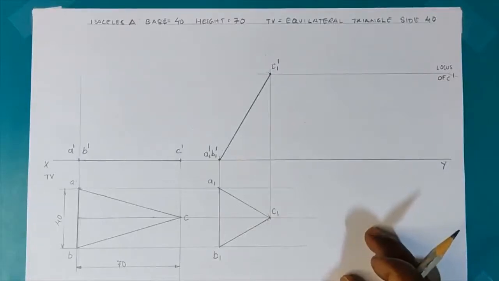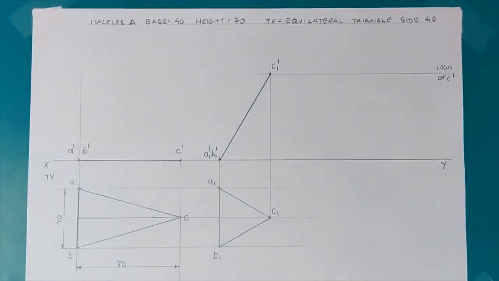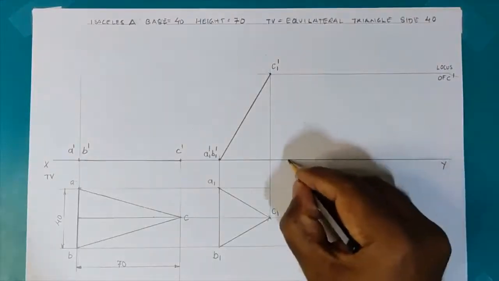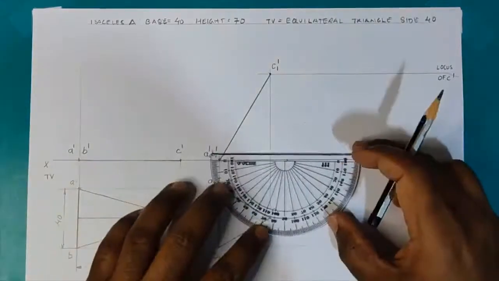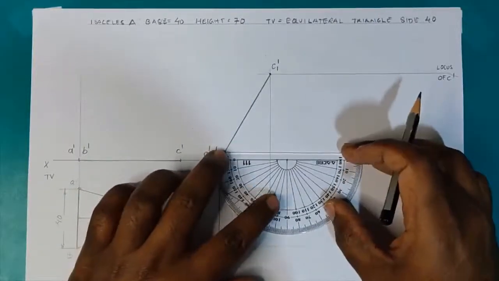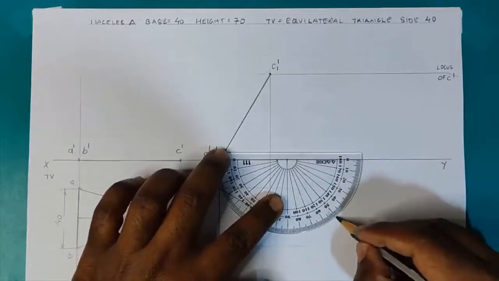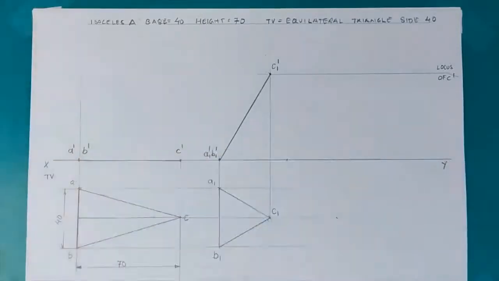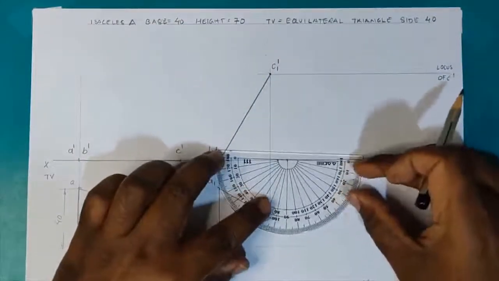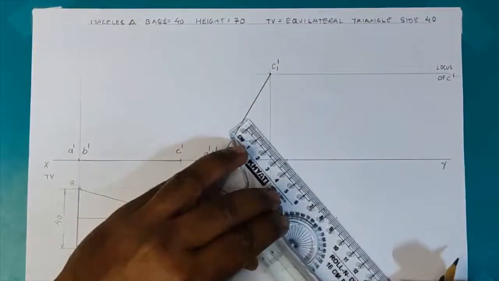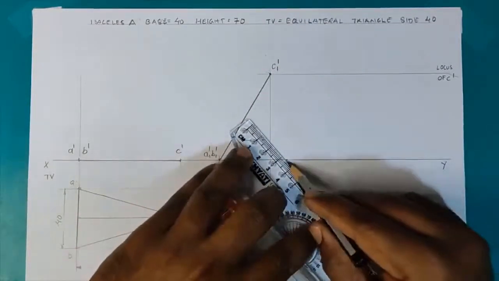Next, I'll be in the third stage, I'll be rotating the top view in the second stage at an angle of 50 degrees. So I take a protractor, draw an angle of 50 degrees. So this is the third and final position where I'll be rotating the top view obtained at an angle of 50. So I am cross checking, and now I draw the angle of 50 degrees.